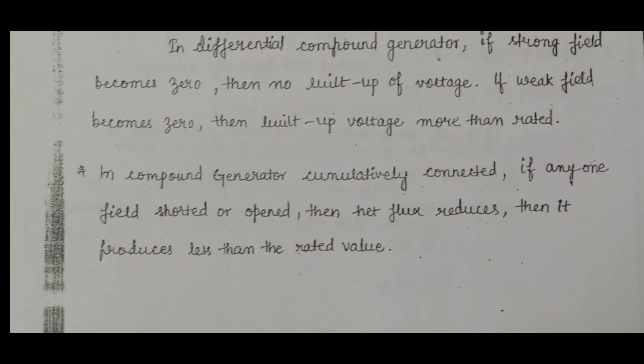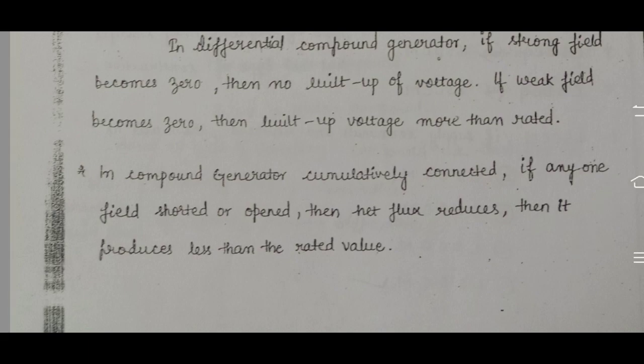In a compound generator, cumulatively connected, if any one field is short circuited or open, then the net flux reduces, then it produces less than the rated voltage.